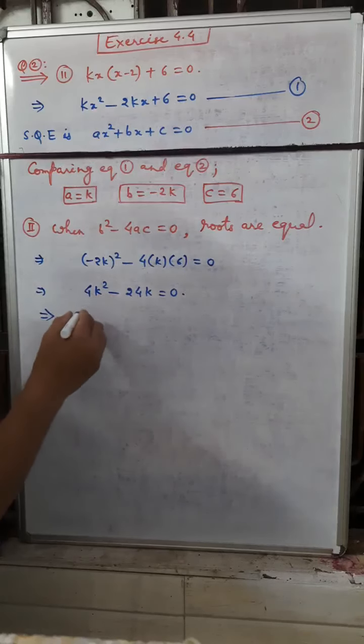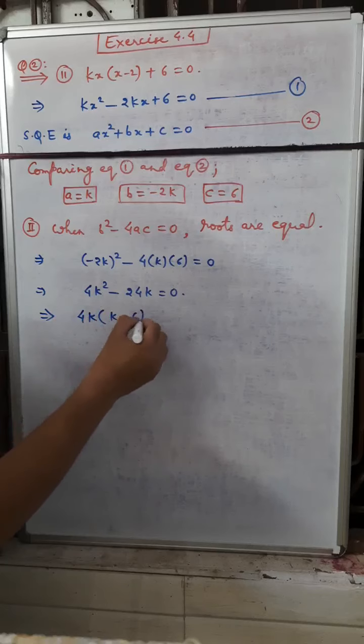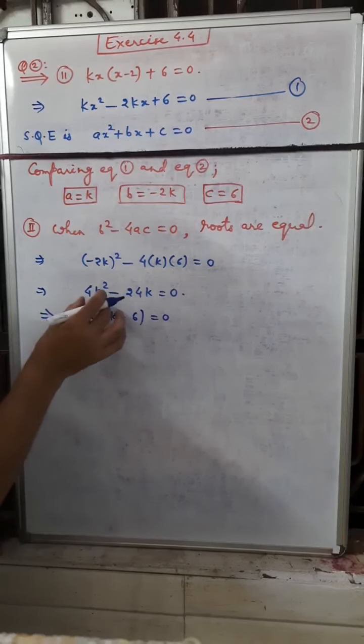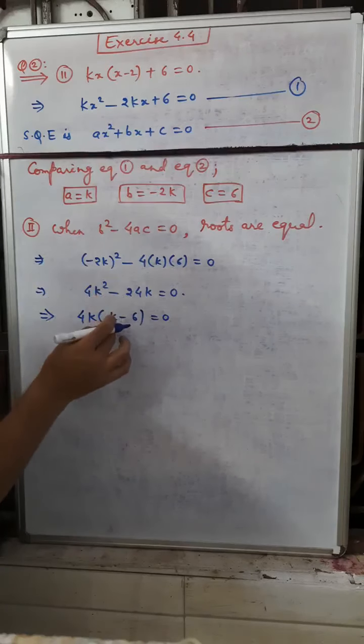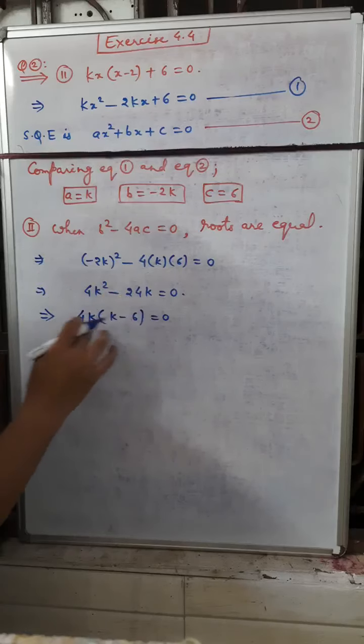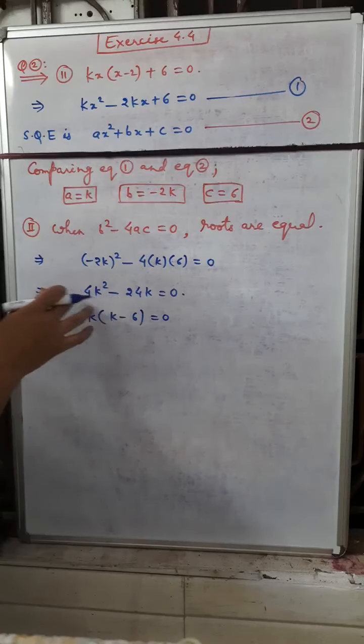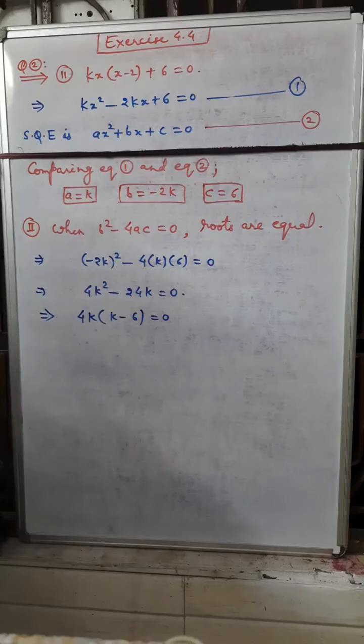In that condition we can find the value from 4k square minus 24k. So we can take the maximum common, 4k. So we will get here k minus 6 is equal to 0. If we are taking 4k common, here 1k is left, and here 4 6s are 24. If you multiply 4k inside the bracket, you will get the previous step of your problem.